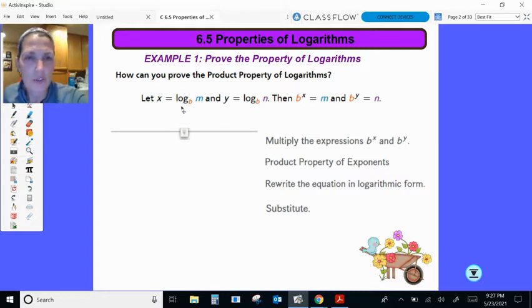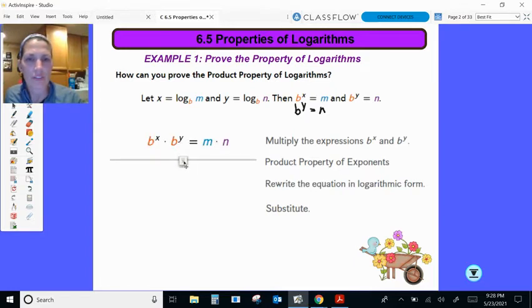So first of all, if we let x equals log base b of m and y equals log base b of n, then if we put this in exponent form, b to the x power equals m and b to the y power equals n. So we have these two equations here. We're going to multiply these expressions. We write this as b to the y equals n, and we're going to multiply top and bottom. So b to the x times b to the y equals m times n. So we're going to just multiply that together, okay?